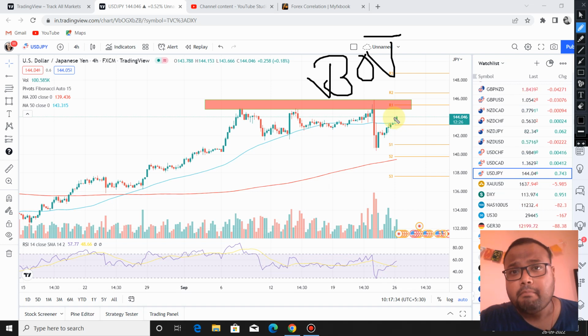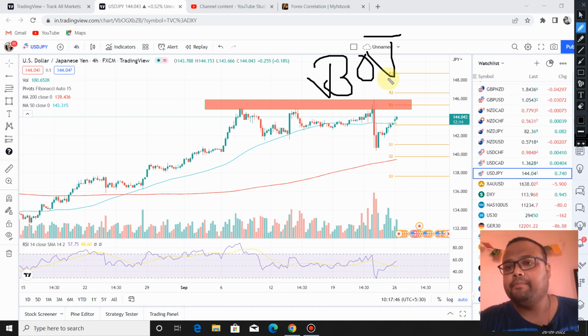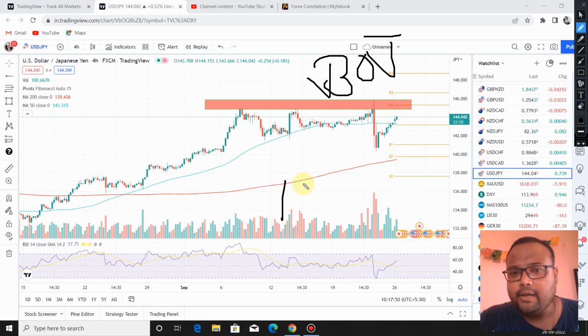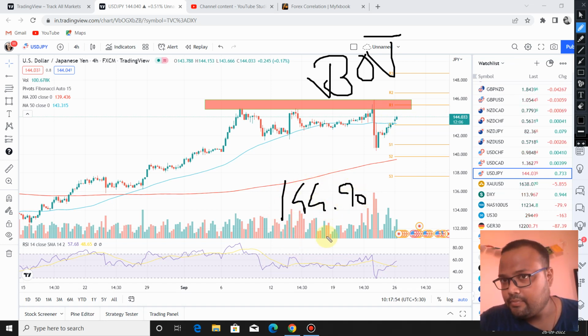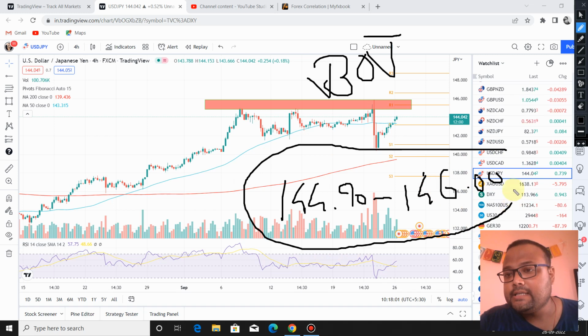This is the current market price. If you have any ongoing position right now, you can stay in the trade, no need to do anything. But if you're looking for a fresh entry, then you should wait for some time. I think it's better to wait for the market to hit 144.90 to 146.00. This is a resistance zone in our market.